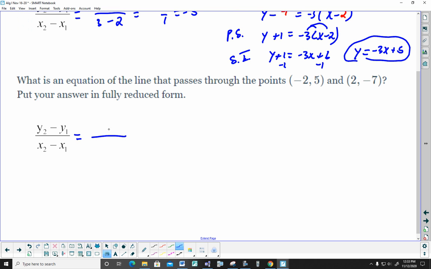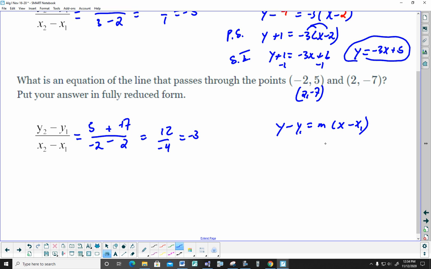First thing you do is find the slope. 2, negative 7. So 5, negative 7 goes on top. Negative 2 and 2 go on the bottom. This goes plus. So you got 12 over negative 4, which is negative 3. So you're going to fill this out with the information that you have. y minus, I'm leaving a gap. My slope, I found negative 3. I'm leaving a gap. And I'm going to fill in either point. I don't really have a preference on this one. I guess these are smaller. So the y is 5 and the x is negative 2.